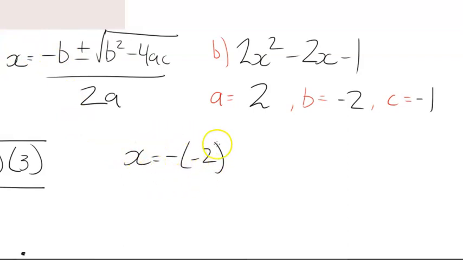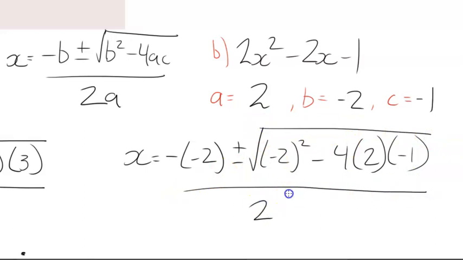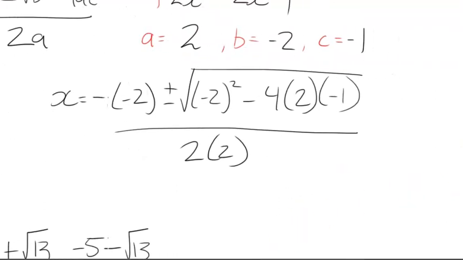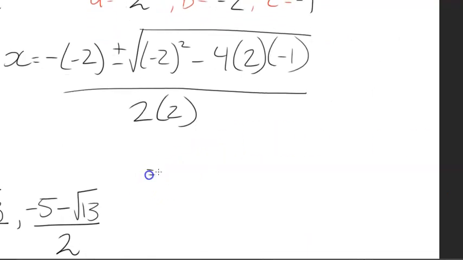So I know this is going to turn into a positive 2. But to indicate that this will turn into a positive 2, I'm writing the negative in front of a negative 2. Plus minus the square root of negative 2 squared minus 4ac, all over 2a. So all I've done is simply replace the letters with the numbers that I do have, or the variables rather.